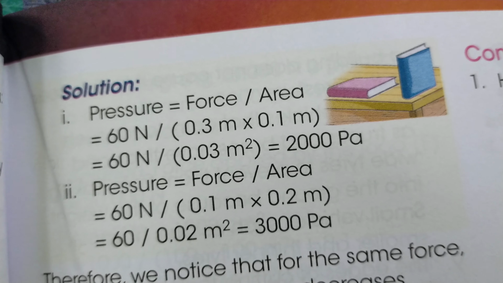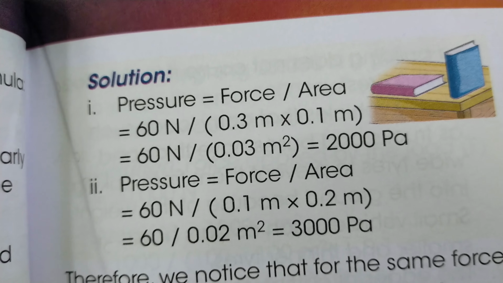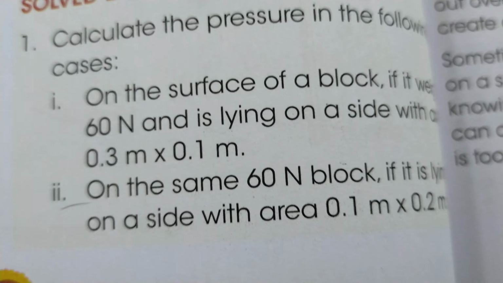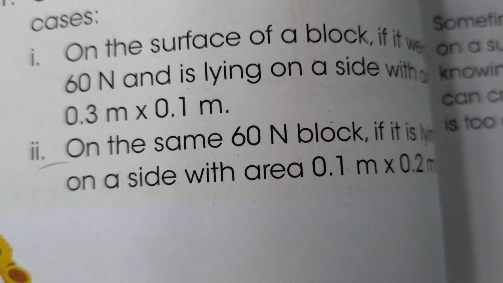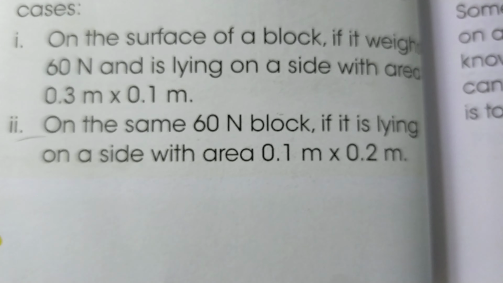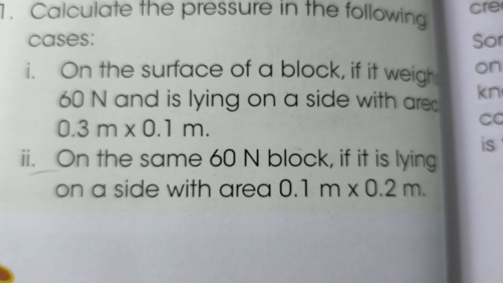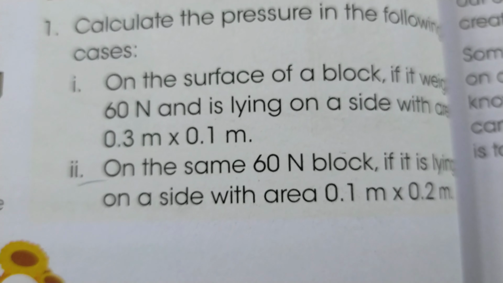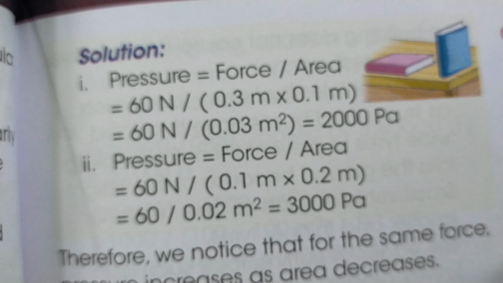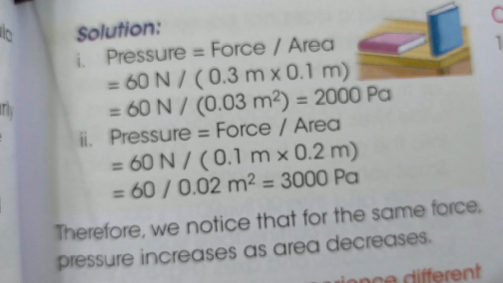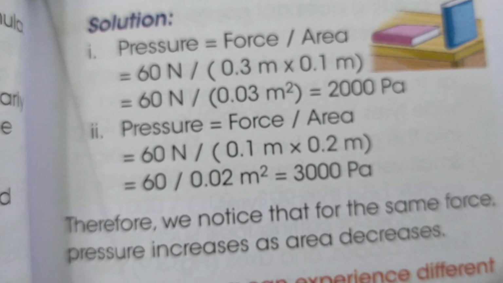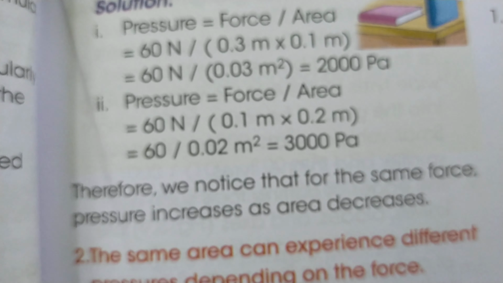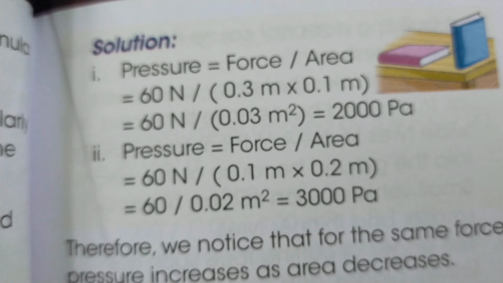That means 2000 Newton per meter square, or in place of Newton per meter square, you can also write 2000 Pascal. Same, there was another question. The same 60 Newton block is lying on a side with area 0.1 meter and 0.2 meter. So force in the second case is 60 Newton, and length and breadth are 0.1 into 0.2. Here also we have to calculate pressure. So pressure equals force by area, that is 60 by 0.1 meter into 0.2 meter. After calculation, you see 60 by 0.02. If you divide 60 by 0.02, remove the point, 100 will go up, then you cancel, you will get 3000 Pascal, right?